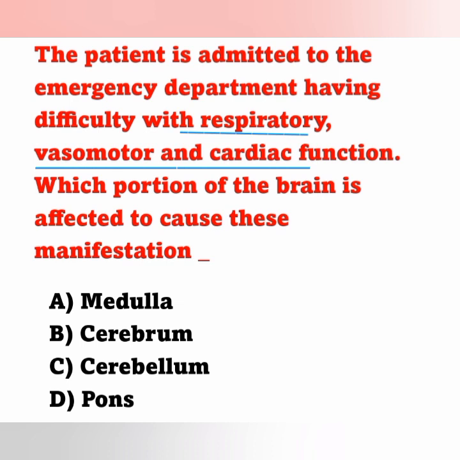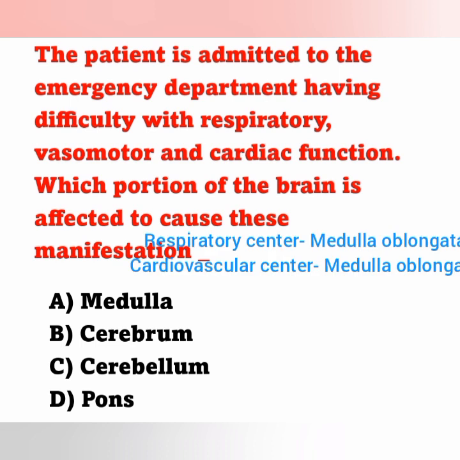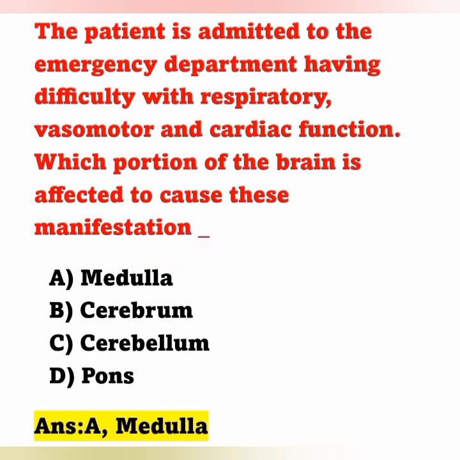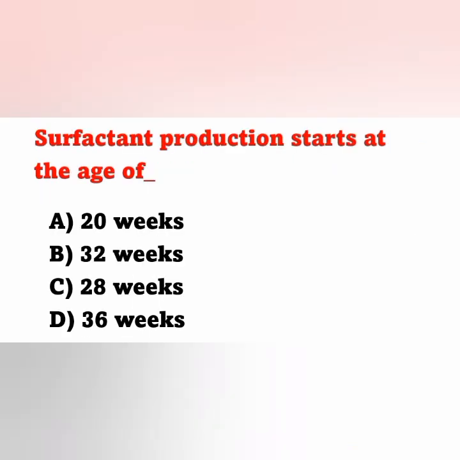Here the question is, a patient admitted to the emergency department with difficulty in respiratory problem with vasomotor and cardiac function. Which part of the brain is affected? As we have to know, the location of the cardiovascular center is medulla oblongata. The respiratory center is also in the medulla oblongata. So the answer will be medulla, or medulla oblongata. Move on to the next question.